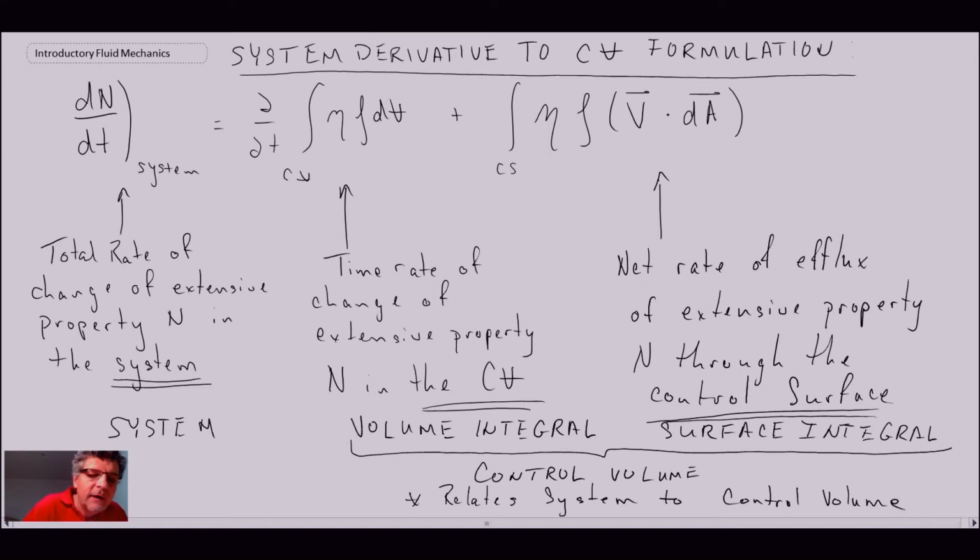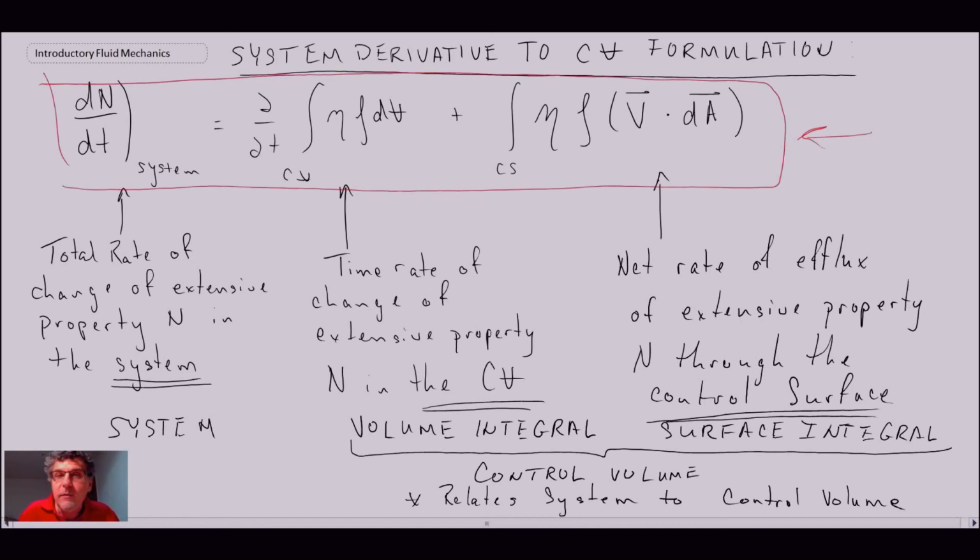And the utility of having this relationship is that it enables us to apply the basic laws, and remember the basic laws only apply to fixed mass systems, to a control volume, where you have mass crossing the boundary, which is typically what we have in fluid flow. So what we're going to do now in the next couple of segments is look at applying this equation, starting with the most basic, the conservation of mass or the continuity equation.